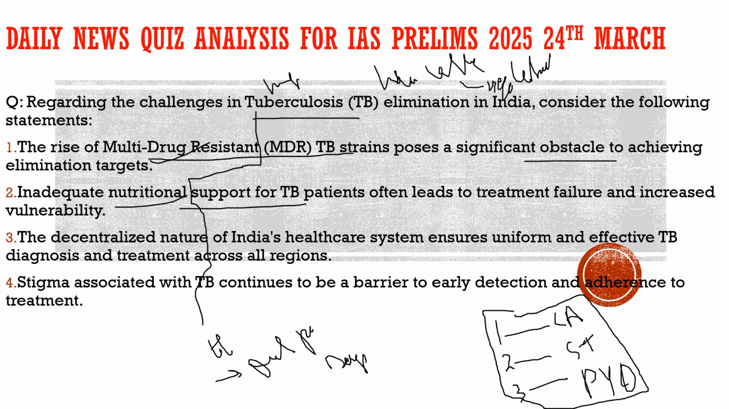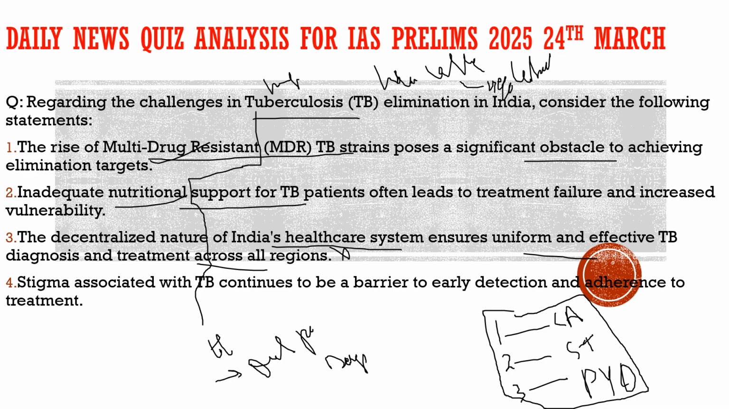Third statement: the decentralized nature of India's healthcare system ensures uniform and effective tuberculosis diagnosis and treatment across all regions. This is totally incorrect. That is why there should be a uniform healthcare system, a uniform approach. So this is totally the opposite of it. So the third statement is incorrect.